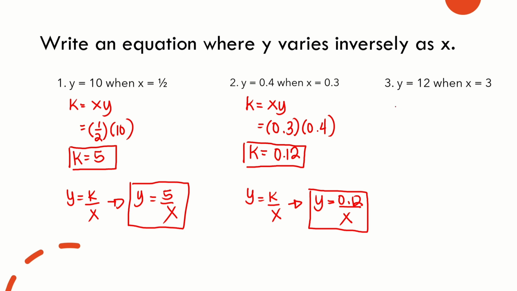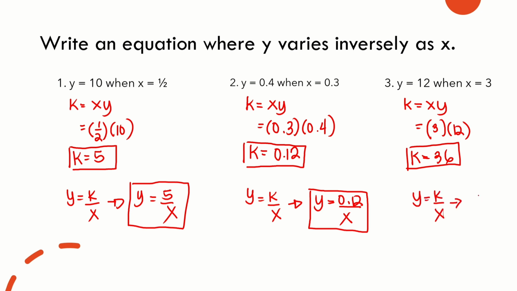Okay, for our last example, we have k is equal to xy. That is 3 multiplied by 12. So our constant of variation is 36. Our equation of variation, y is equal to k over x, is now y is equal to 36 all over x.